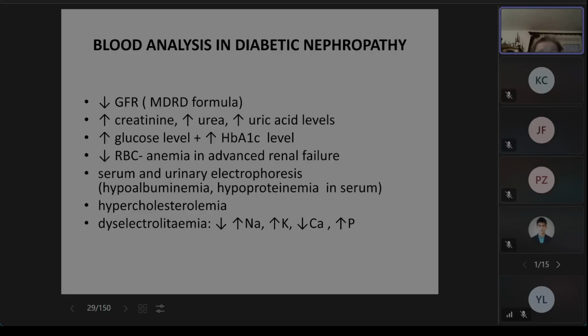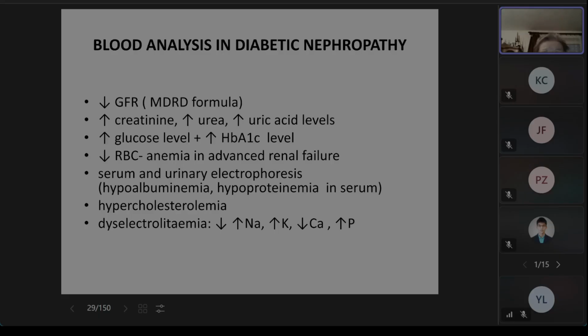As regards morphology, you can find a kind of anemia, which is especially well seen in advanced stages of diabetic nephropathy connected with huge injury of the kidneys. Sometimes you can also find hypoalbuminemia and hypoproteinemia together with hypercholesterolemia. These findings are especially well seen in patients with nephrotic syndrome, of course, because of diabetic nephropathy.